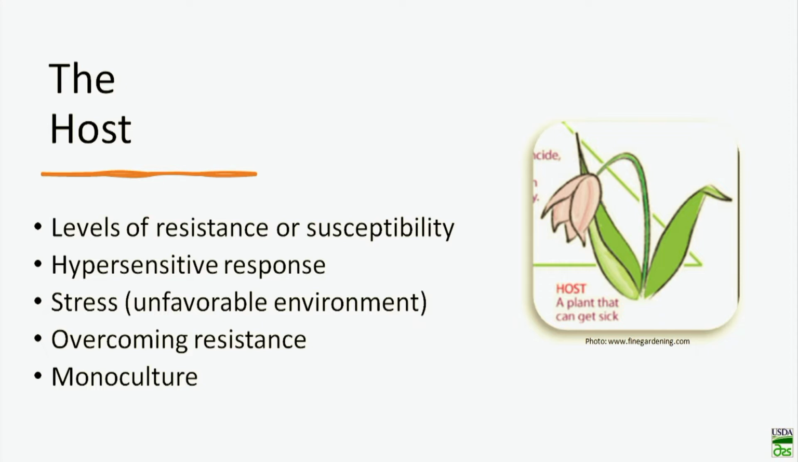Now, healthy plants can be attacked by primary pathogens. Sometimes under stressful conditions or an unfavorable environment, it kind of sets up the host to be invaded by other pathogens, like secondary pathogens. Okay? Sometimes in a resistant host, the pathogen can actually overcome that resistance, and more often than not, monoculture can lead to major issues in a field.